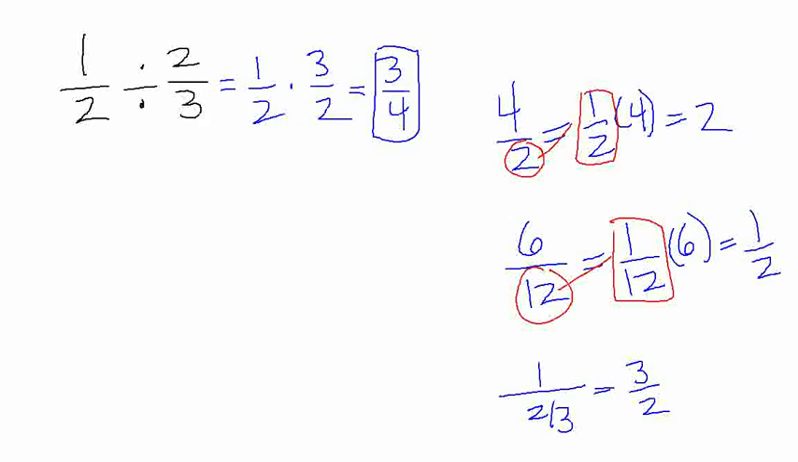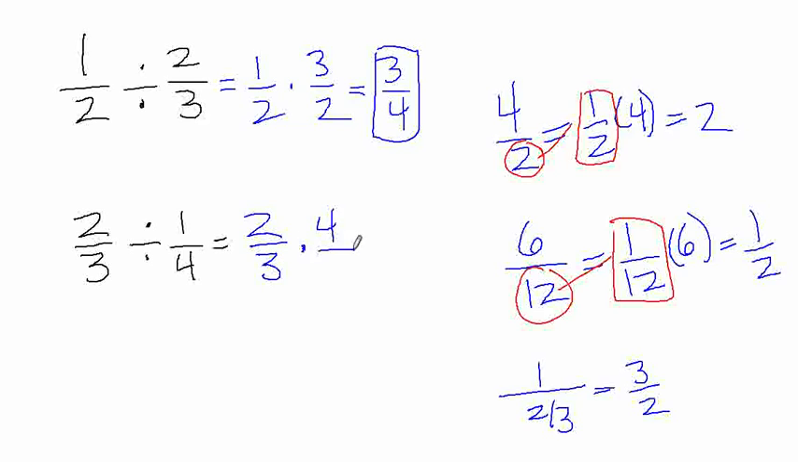Let's do a couple more examples. 2/3 divided by 1/4. Let's flip the second fraction, or call it an inverse or reciprocal, whatever you want to refer to it as. So 1/4 becomes 4/1, so 8/3. Now pause the video and try to do the next couple of examples.